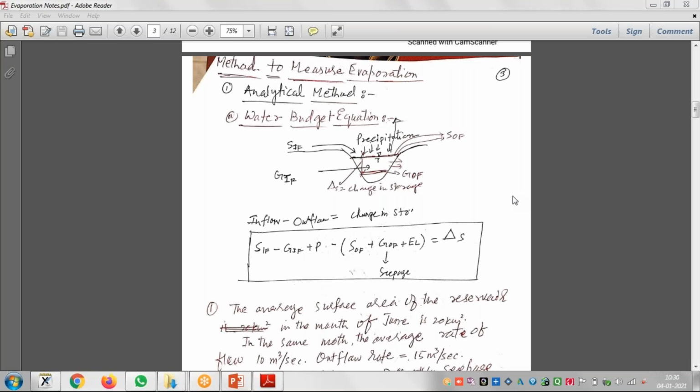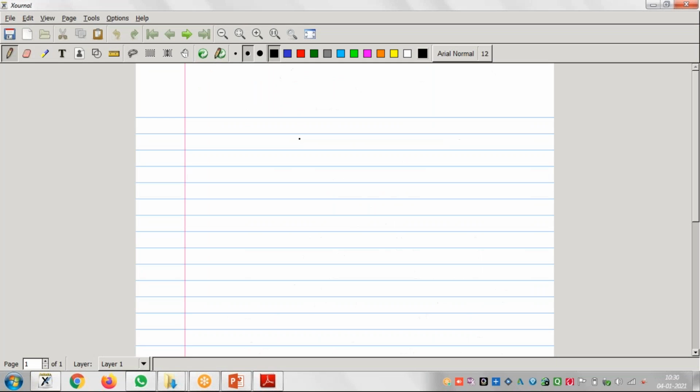Good morning, students. So yesterday we were talking about this method, right? Suppose some river is there. Within this river, we were talking about the analytical method.